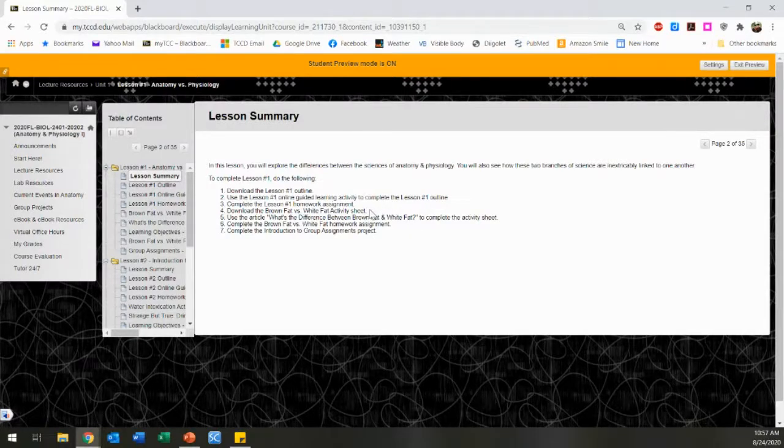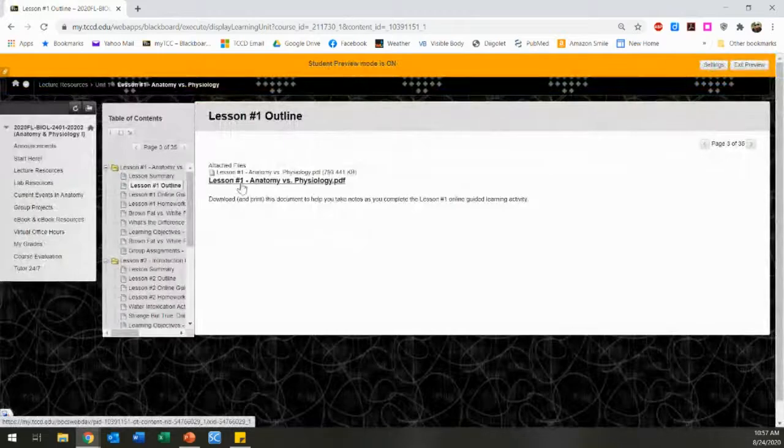So print off that activity sheet, read the article that goes with it, and do the homework assignment. And then the last thing to do is to start learning about those wiki projects. So if you notice over here in my table of contents, you can click your way through. Here's my outline for lesson number 1. Download this and print it so that you can write your answers on it.